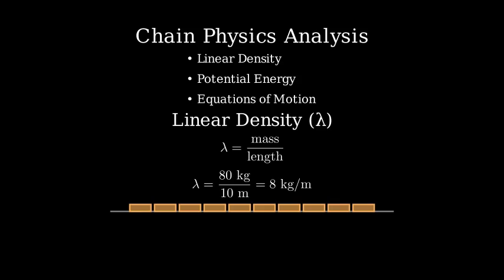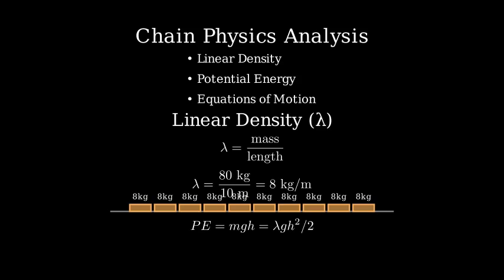Each meter of the chain has a mass of 8 kilograms. We can think of it as being divided into segments, with each segment contributing to the total mass and potential energy when lifted. Now, let's consider what happens when we lift one end of the chain.